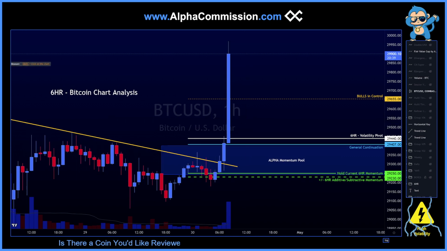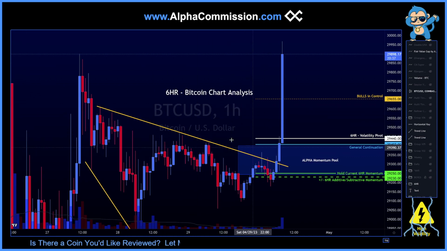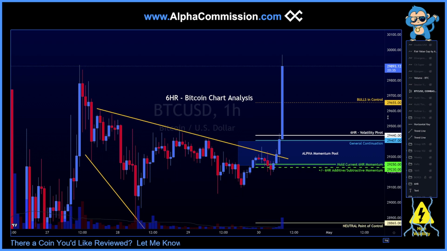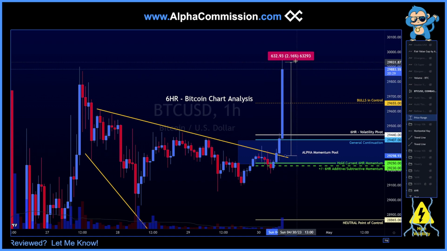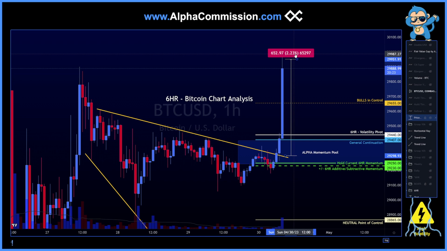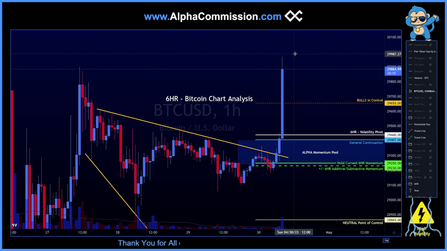Guys, this was a huge play, okay? We've been waiting for this. This was the setup that I was giving on the charts, and we absolutely knocked it out of the park. If you were in that, you got a nice 2% move. Why is that significant? If you're on 5x leverage, that's 10%. If you're on 20x leverage, then that's like a 40% move. These moves are nothing to sneeze at.